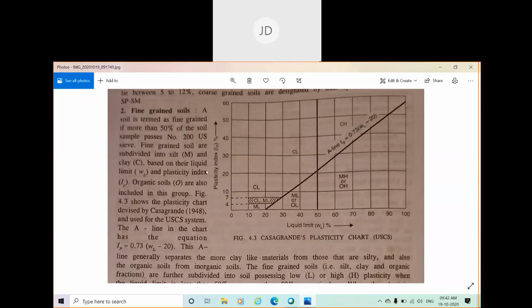To classify this fine-grained soil, Casagrande proposed this chart. I think you can see this chart, this tabular format. This graph is proposed by Casagrande.